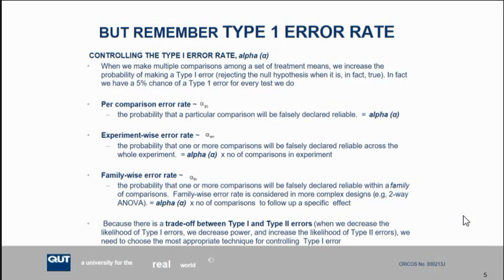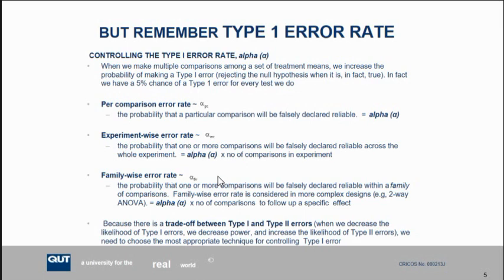However, what we're most interested in is our family-wise error rate. That is the probability that one or more comparisons will result in a type 1 error in following up a particular effect. So in the case of a one-way ANOVA, experiment-wise and family-wise error are exactly the same thing because we're only following up one effect. When we move into two-way designs, we'll see that the family-wise error only relates to a single IV, whereas experiment-wise error will relate to the number of IVs that we have in our whole experiment.